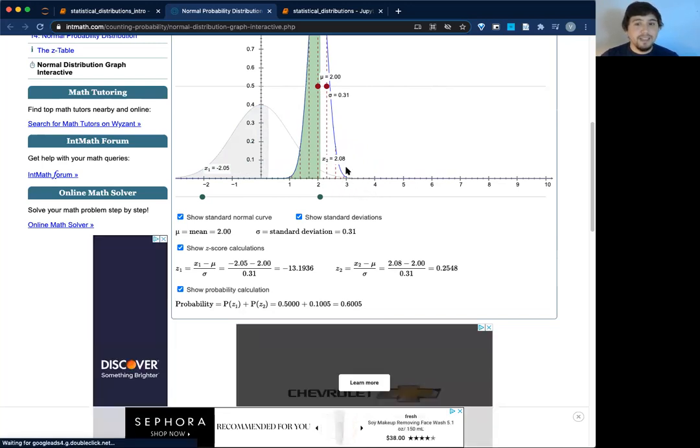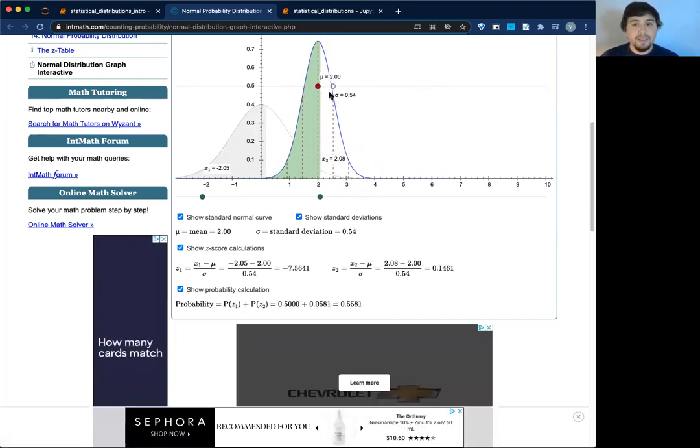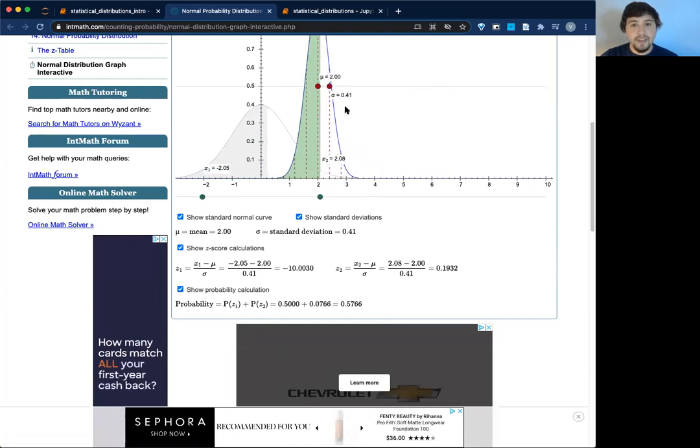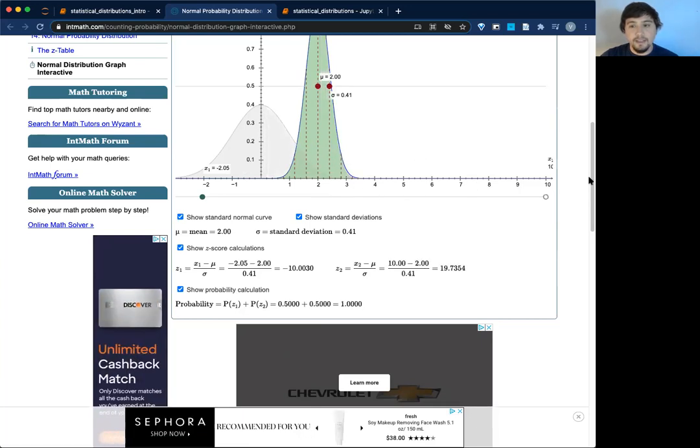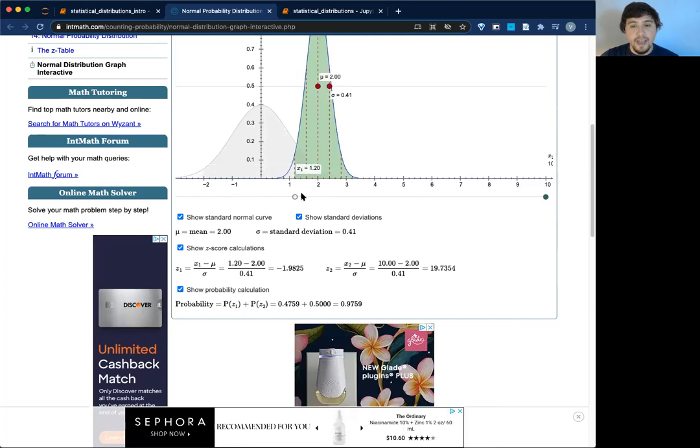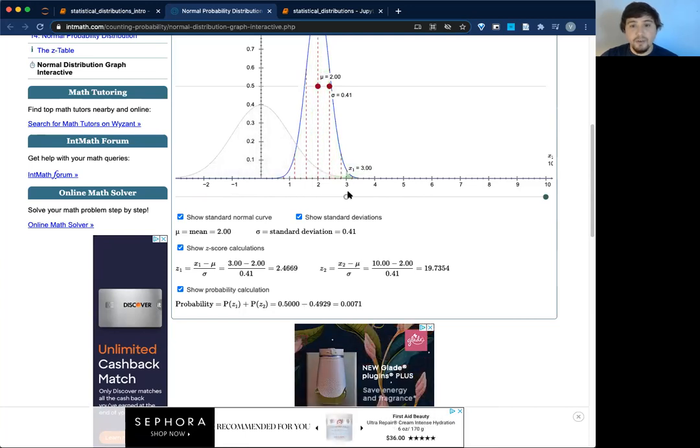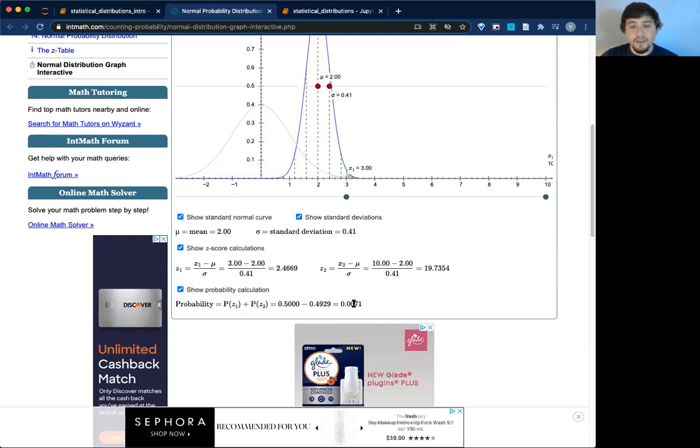3 meters is about 9 feet. That's pretty high. In fact, let's say with a standard deviation of 0.4, mu of 2, and I move this guy off to infinity. So anyone taller than like 9 feet, right? At least from this little model, the chance would be 0.0071.